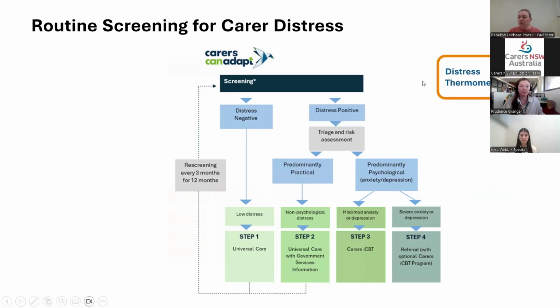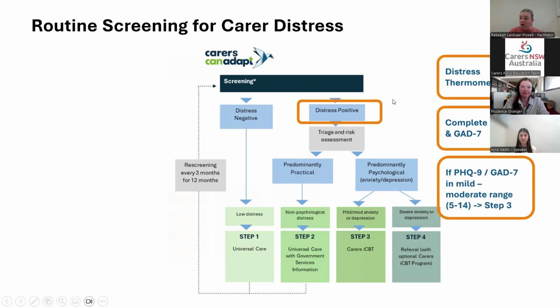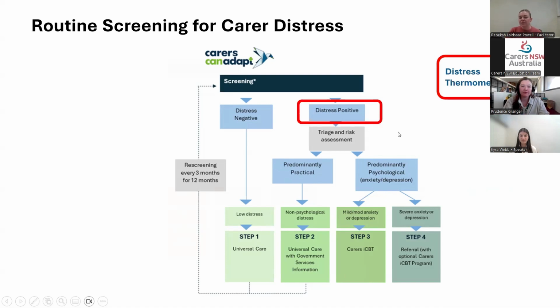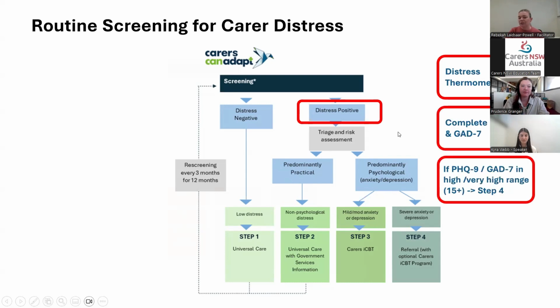Then if someone does the distress thermometer and is 4 or more, again distress positive, they complete the PHQ-9 and GAD-7. And if their levels come out in either of those 2 measures in the mild to moderate range, they're allocated to step 3, which we have a targeted intervention for carers in that grouping. And then finally, if the GAD-7 and the PHQ-9 are in the high or very high range, that's what we would call step 4, which is referral to more specialised psychological support services.